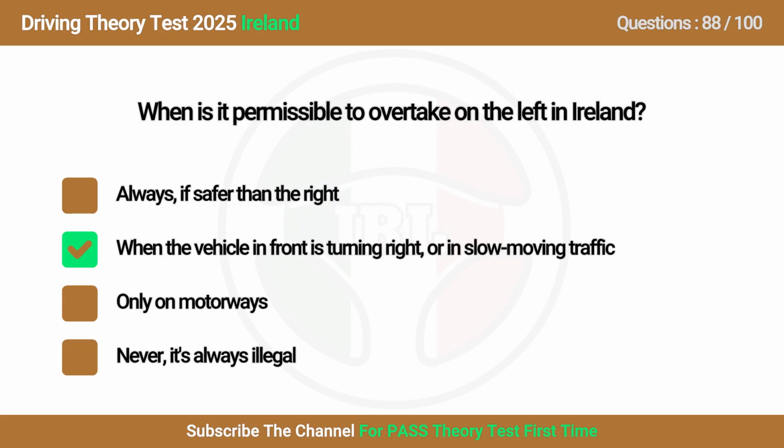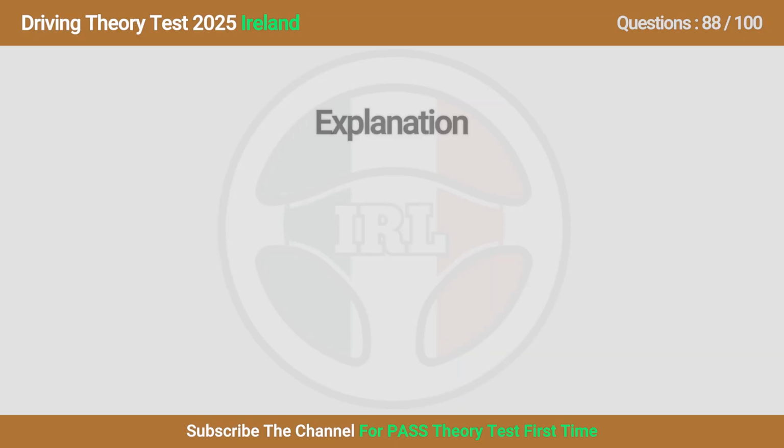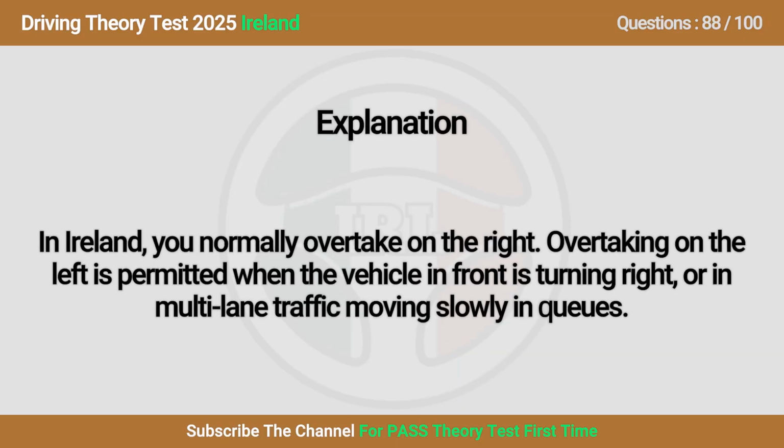Answer is B. When the vehicle in front is turning right or in slow-moving traffic. In Ireland, you normally overtake on the right. Overtaking on the left is permitted when the vehicle in front is turning right, or in multi-lane traffic moving slowly in queues.